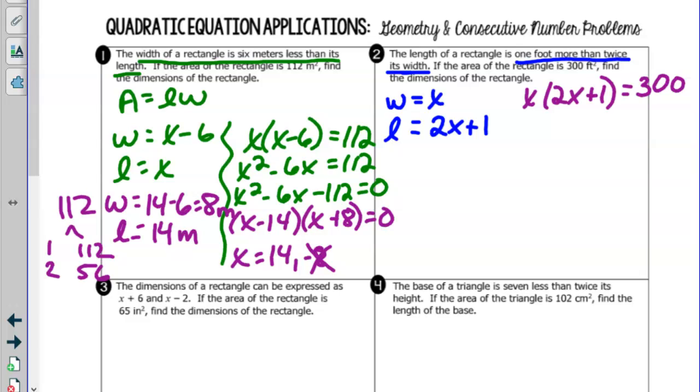What do I have to do to solve it? Distribute again. I'm going to go ahead and subtract that 300 at the same time. So I would get 2x squared plus x minus 300 equals 0. I did all that in one step this time.